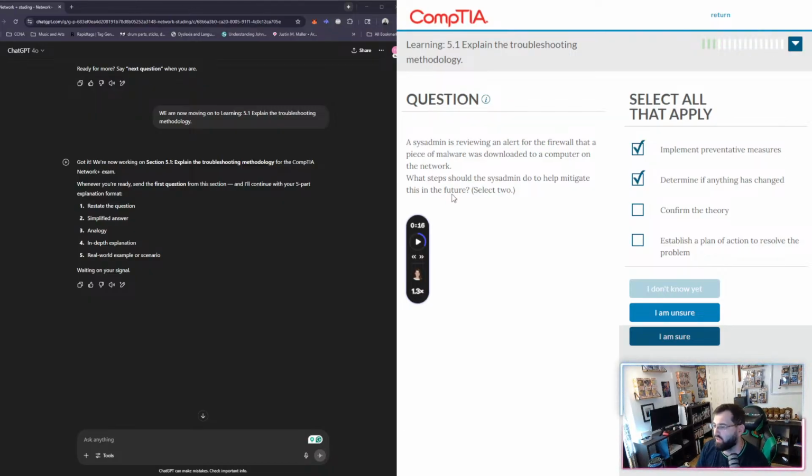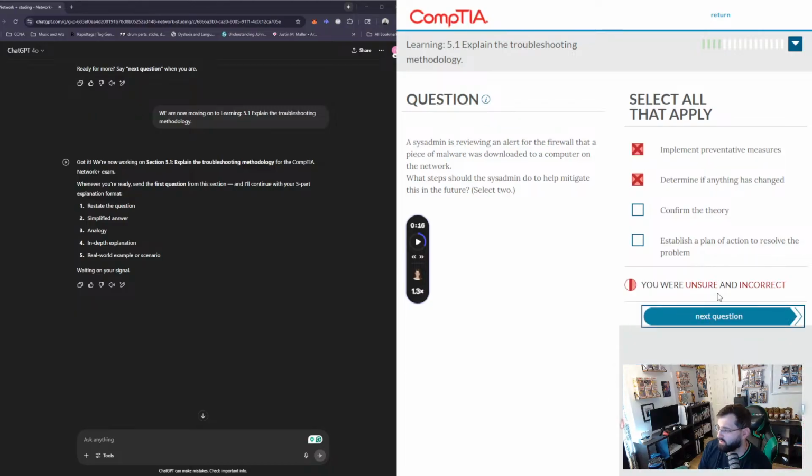Okay, sysadmin is reviewing an alert from a firewall that a piece of malware was downloaded onto a computer on the network. What steps? Okay, so first one is that we need to establish a plan of action. No. Determine if anything has changed, confirm a theory, implement preventative measures. So implement preventative measures and determine if anything has changed. That's the first two things. Let's see. I was wrong.